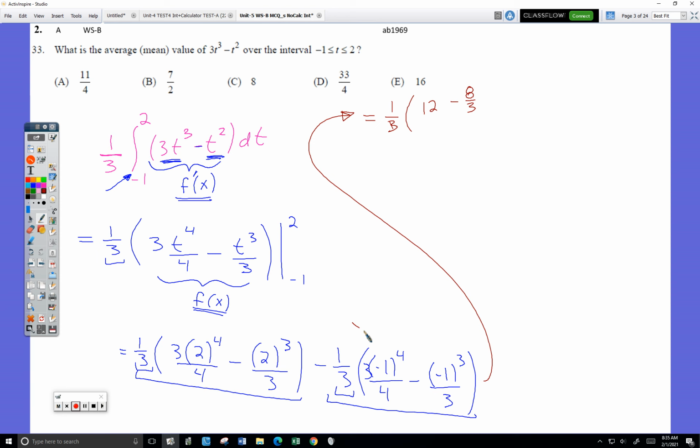Negative 1 to the 4th would be positive 1. So that's positive 3/4. There's a negative, so it's negative 3/4. Negative 3 cubed is negative 1. Another negative makes it positive 1. Another negative makes it negative again, so that's negative 1/3.